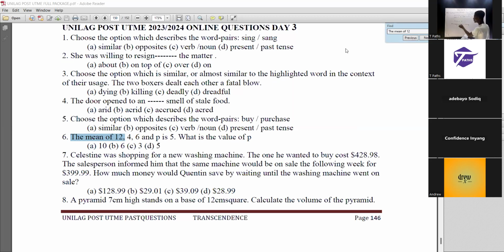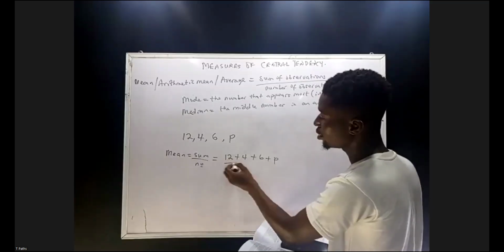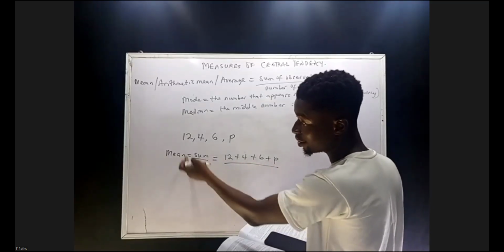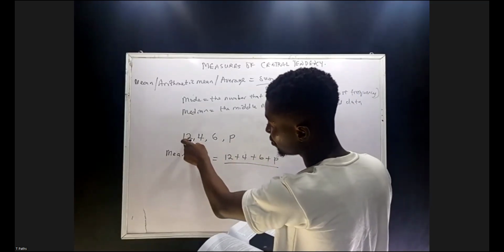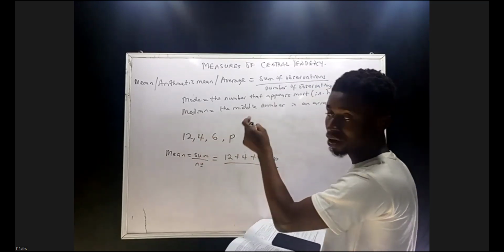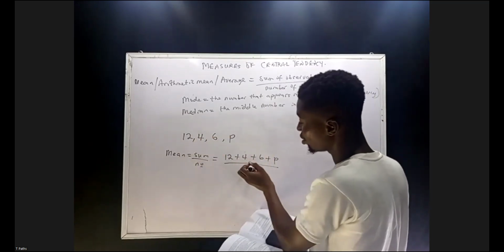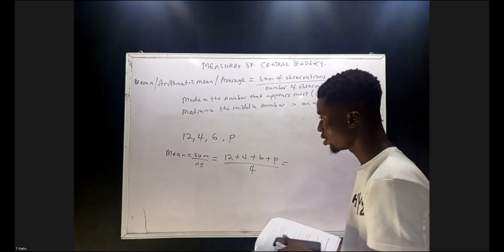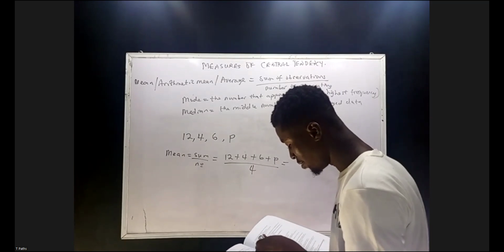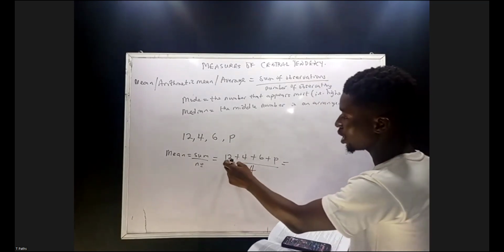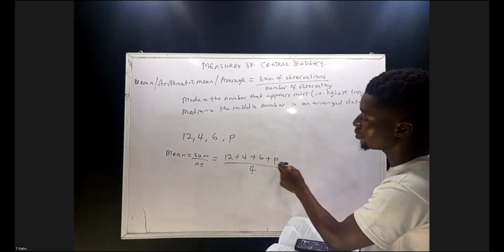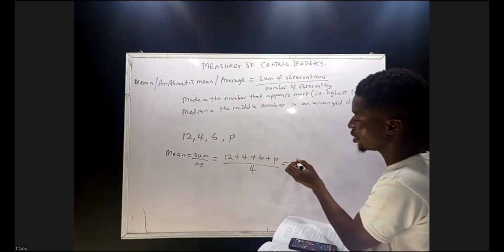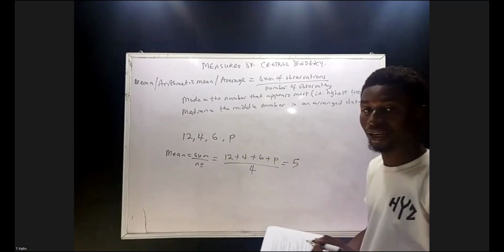This is the sum of all the numbers, 12 plus 4 plus 6 plus P, over the total number of observations in this data. 1, 2, 3, 4. The number of observations is 4, so it is over 4. Now we are told the mean is 5. So that tells me that 12 plus 4 plus 6 plus P over 4 is 5.